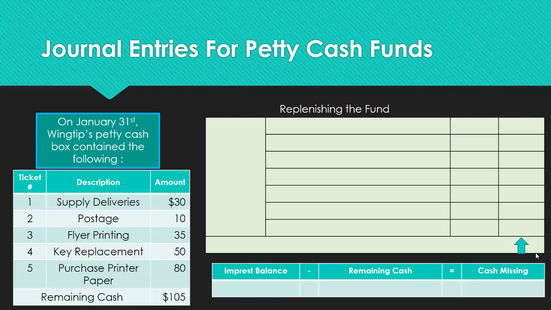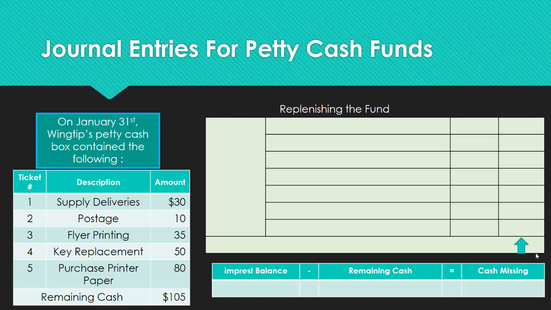What we have here are tickets for Wingtips during the month. They had a ticket number 1, that was for supply deliveries in the amount of $30. Ticket number 2 is for postage for $10. Ticket number 3 was for flyer printing for $35. Ticket number 4 was for key replacements. They lost the key and they had to get a new copy of it. That was $50. And then ticket number 5 was their purchase of printer paper for $80. So these are the 5 reasons that employees took money out of petty cash. And at the end of the month, at the end of January, there was still $105 in the petty cash box. That was the remaining balance.